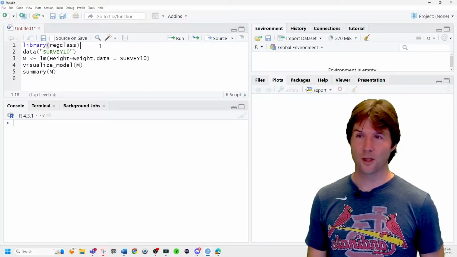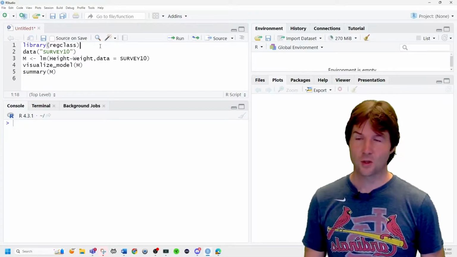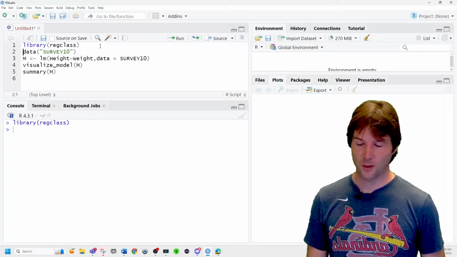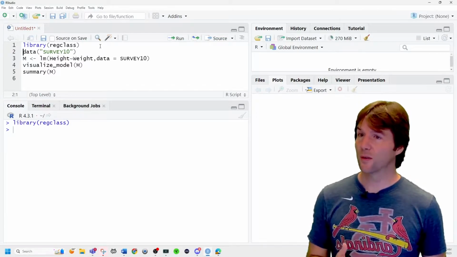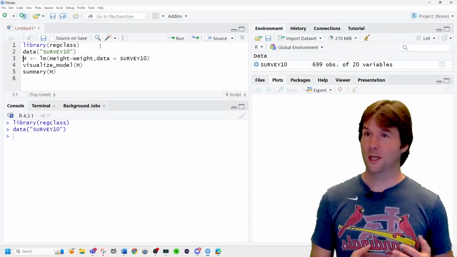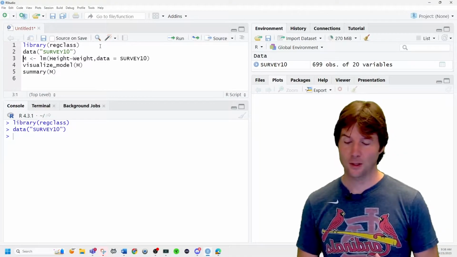Let's talk about how to do regression using the regclass package. So first, let's load library regclass to load it up. Then let's load in some survey data right here. Survey data 10 is inside of the regclass package.